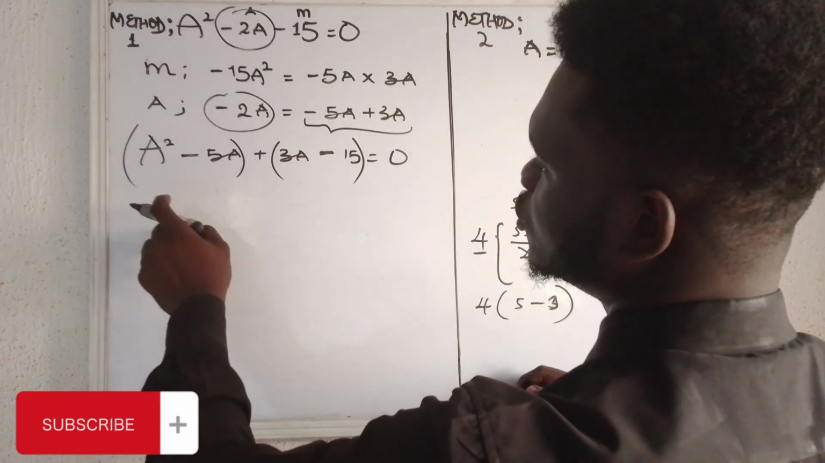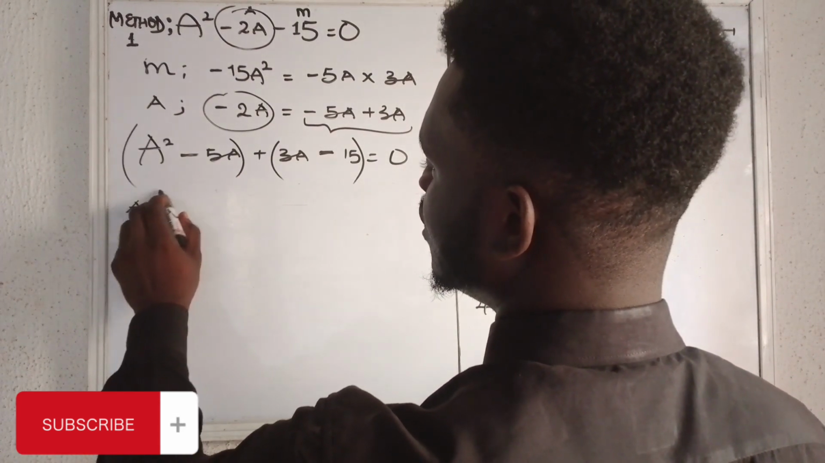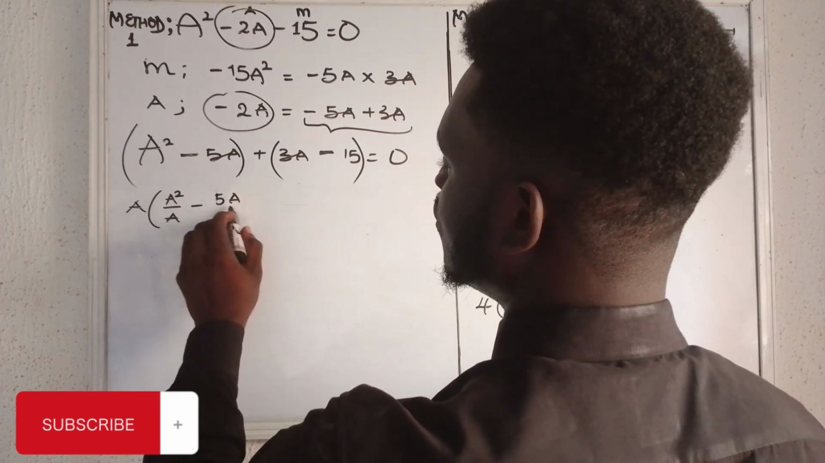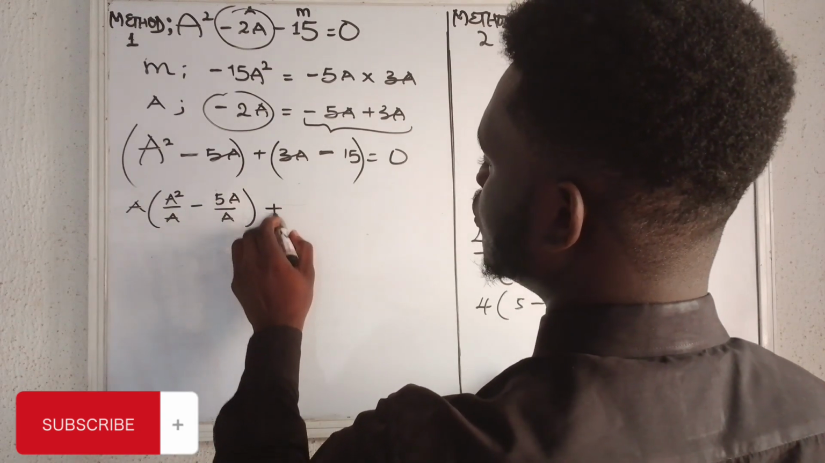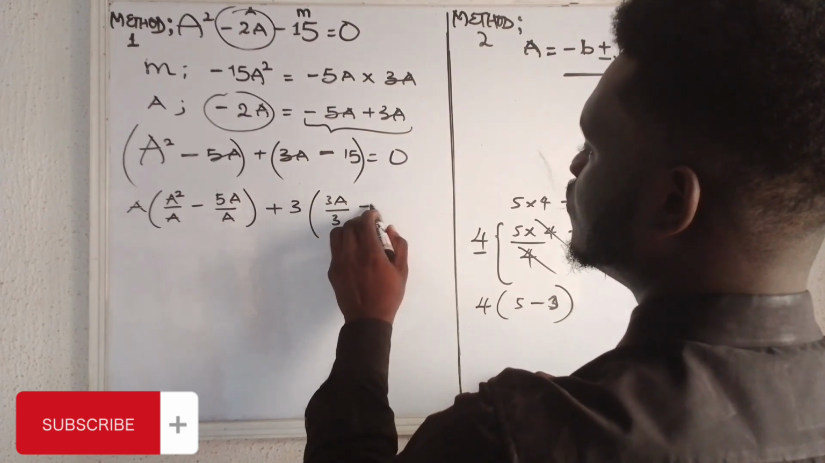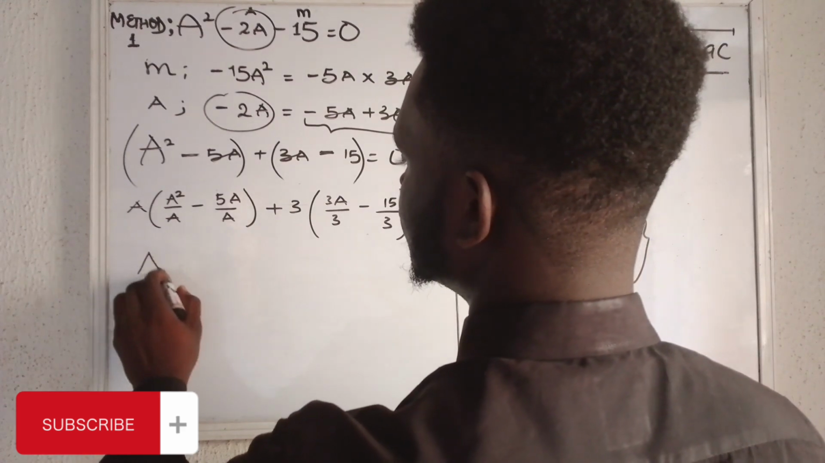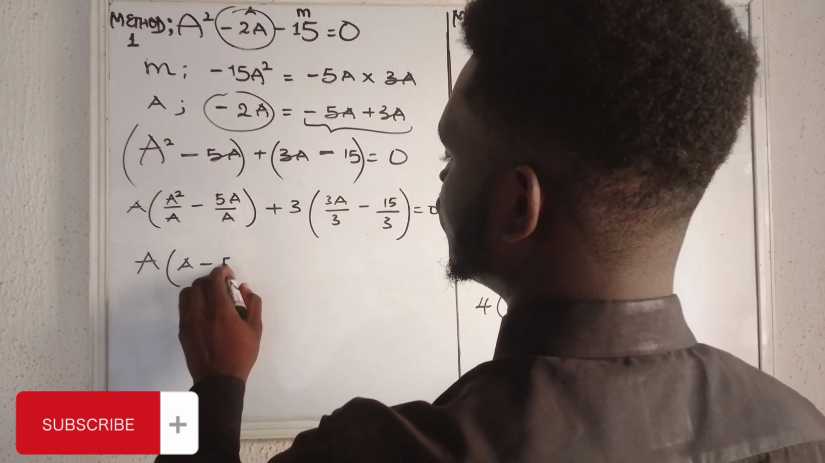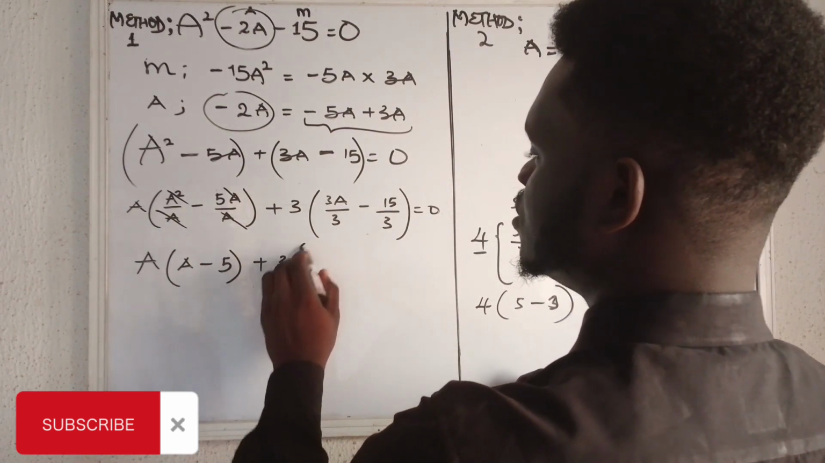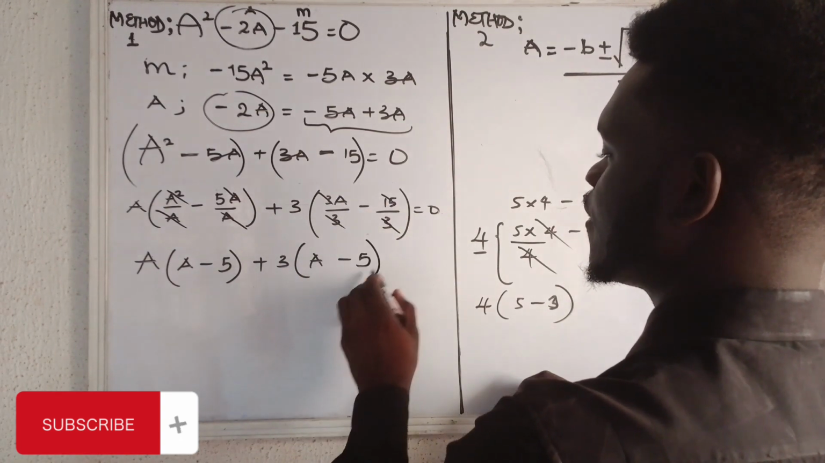Coming back to this place now, let's see what we can do here. Very simple. That's the same thing we want to do here. We are going to bring out a, because a is common here. So you are going to have a squared divided by a, minus 5a divided by a, then plus what is common here, 3. So you have 3a divided by 3 minus 15 divided by 3 equals 0. When you do that, you have a left, minus just 5, because a eliminates a. Then plus 3, then 3 eliminates 3, and 3 goes into 15, we have 5, equals 0.